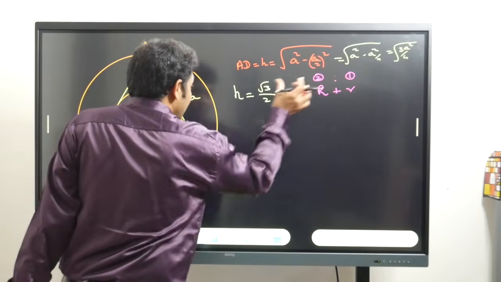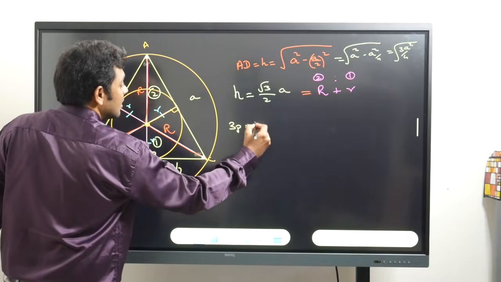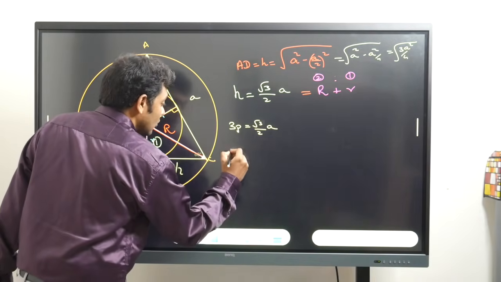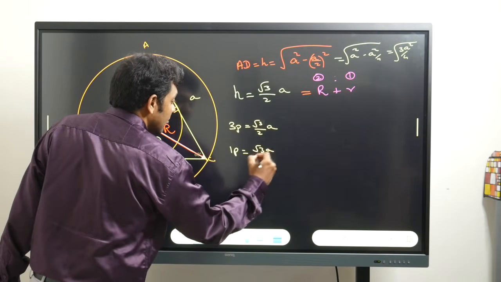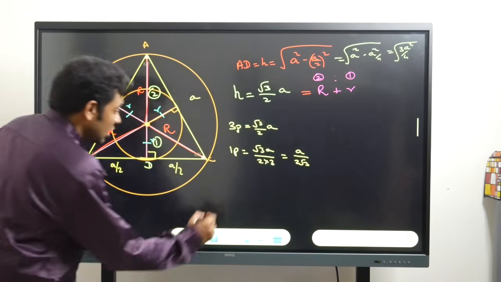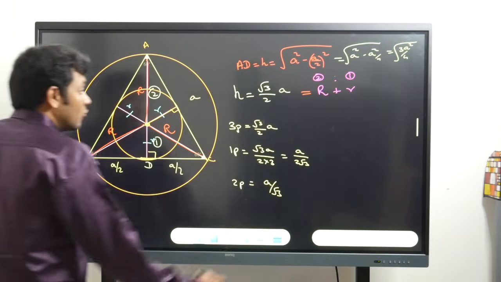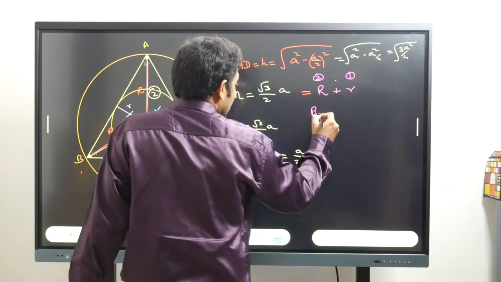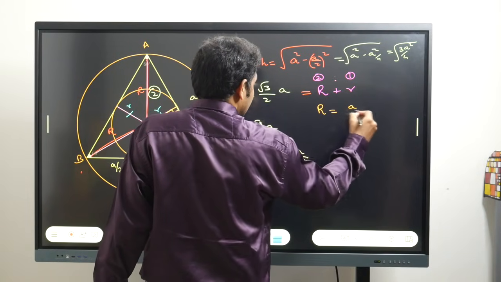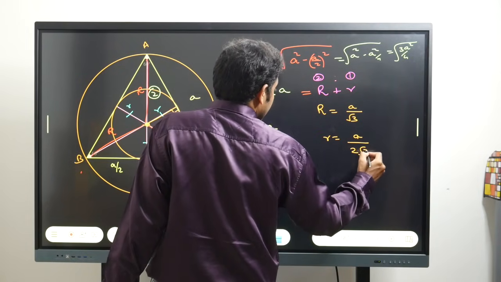Therefore, can I say the ratio of the circumradius to inradius should be 2:1. Right? So 3 parts is root 3 by 2 a. What is 1 part? If I divide by 3, 1 part is equal to root 3 a by 2 into 3, which is nothing but a by 2 root 3. Correspondingly, what will be 2 parts? Double it, a by root 3. Therefore, the circumradius of an equilateral triangle is nothing but a by root 3. The inradius of an equilateral triangle is nothing but a by 2 root 3.